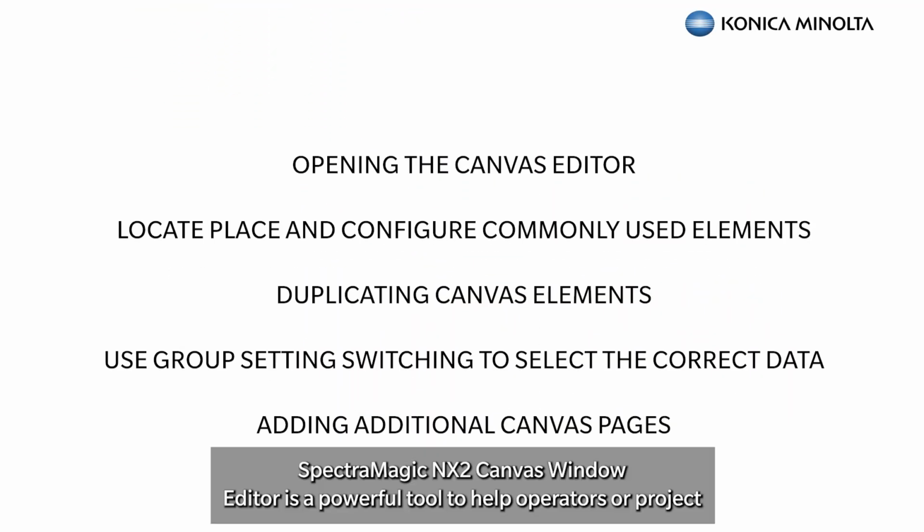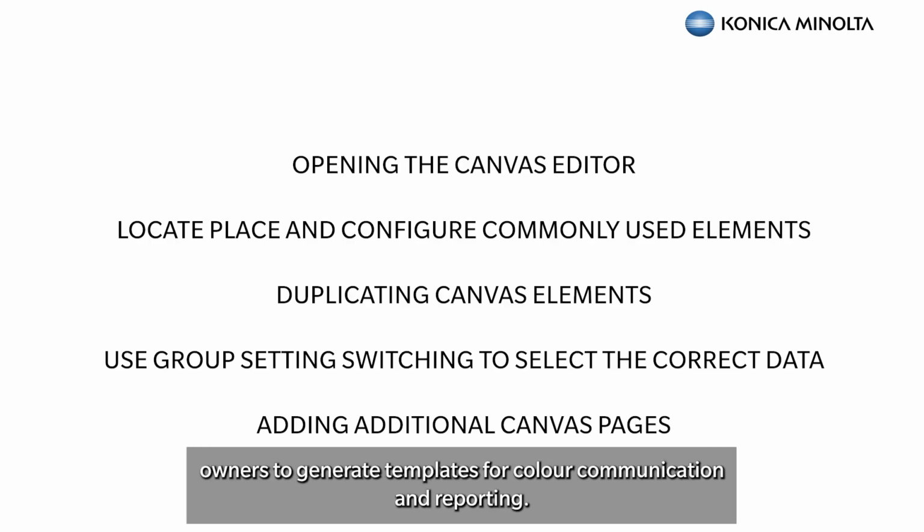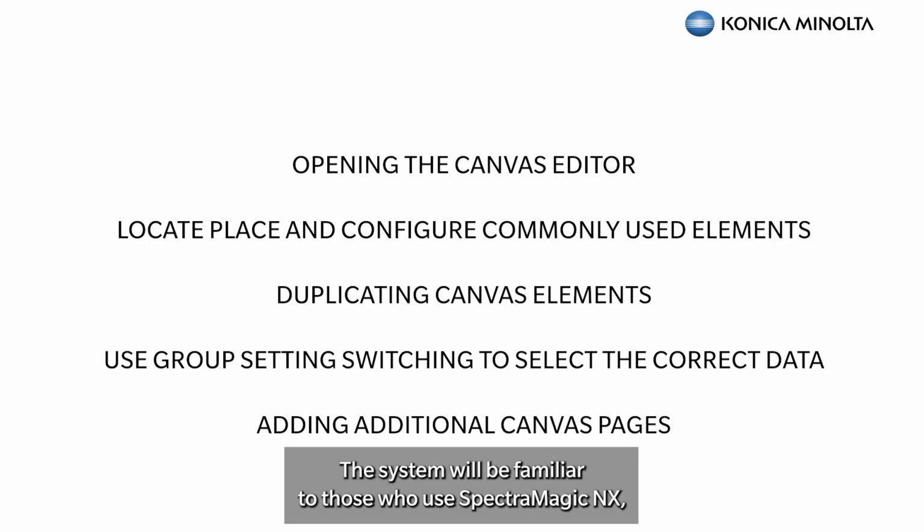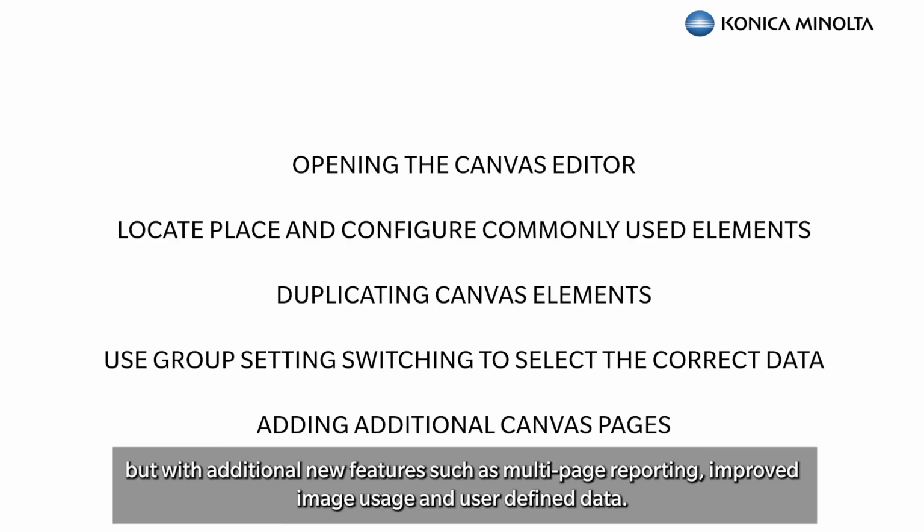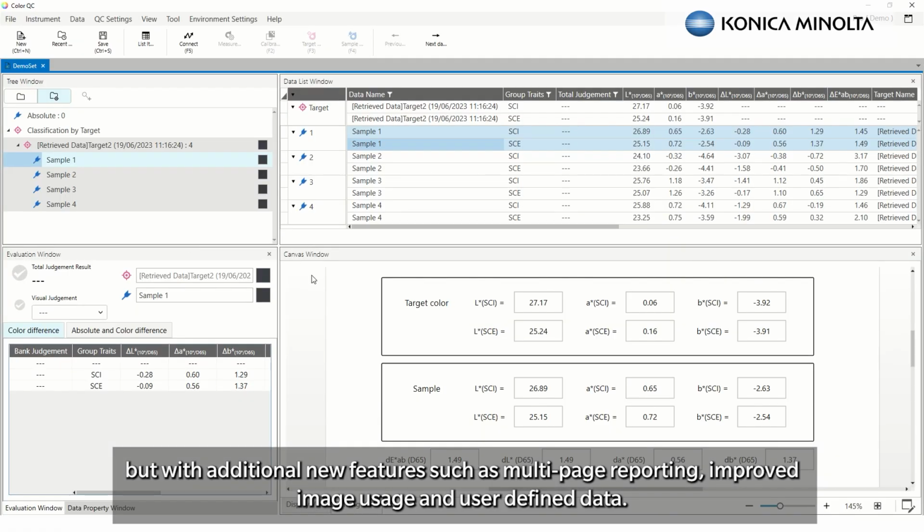SpectraMagic NX2's Canvas Window Editor is a powerful tool to help operators or project owners to generate templates for colour communication and reporting. The system will be familiar to those who've used SpectraMagic NX, but with additional new features such as multi-page reporting, improved image usage, and user-defined data.